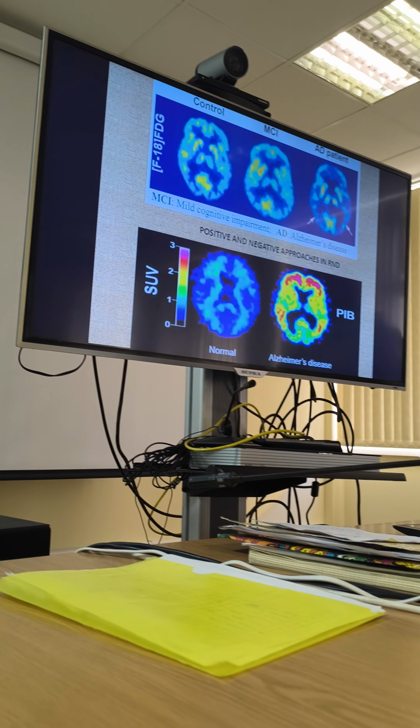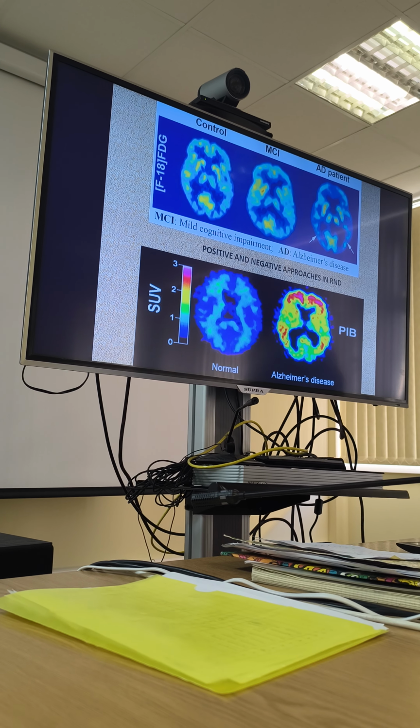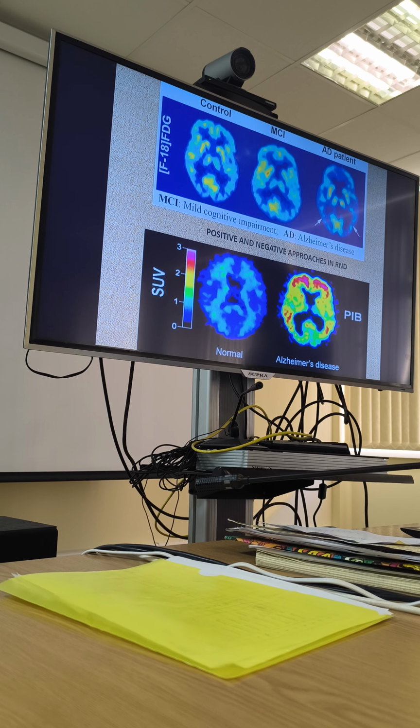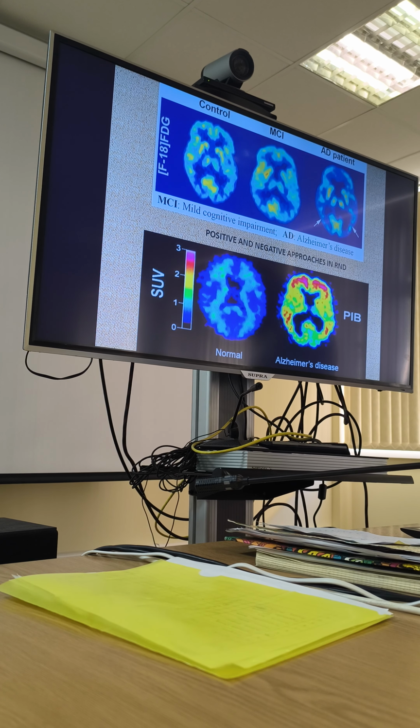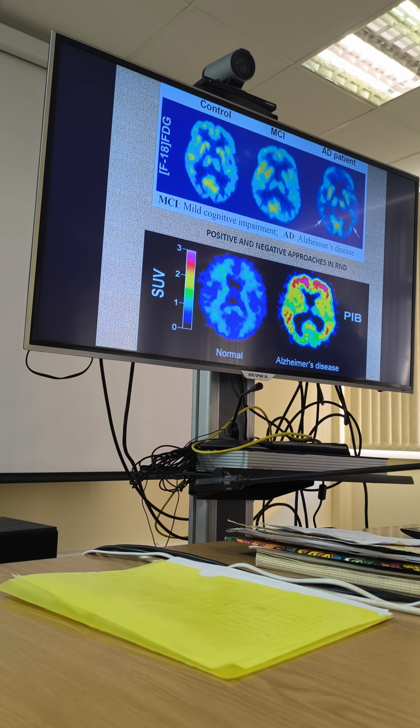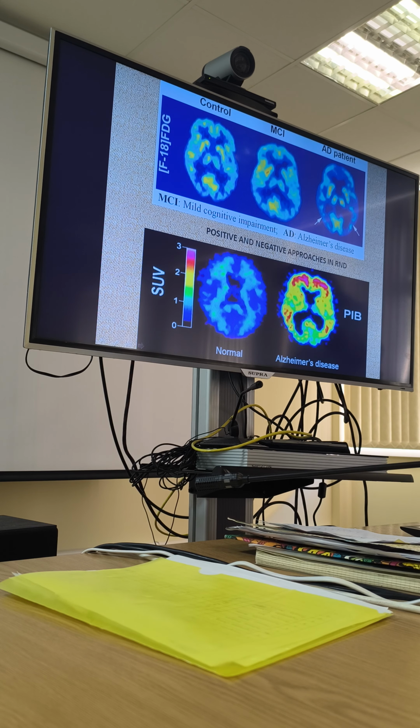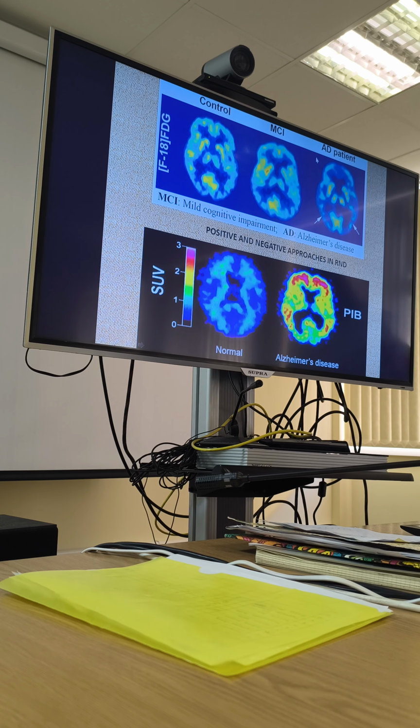And the last thing which we'll discuss with you is that there are positive and negative approaches in R&D, and let's look at them, following these familiar pictures. So this is the picture of an FDG study in patients with, let's say, Alzheimer's disease.